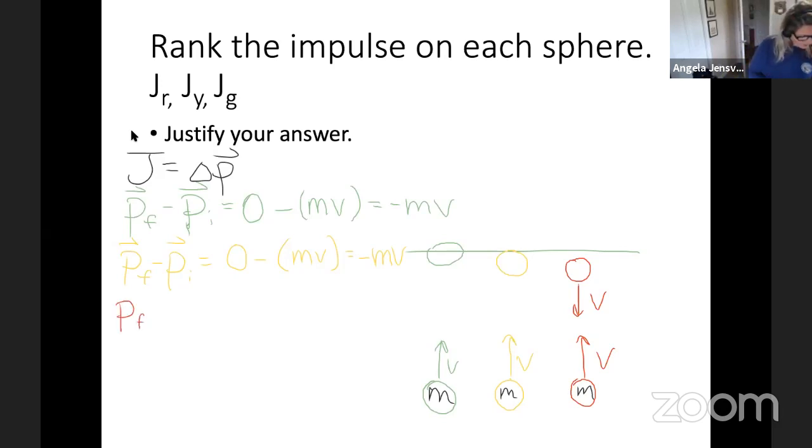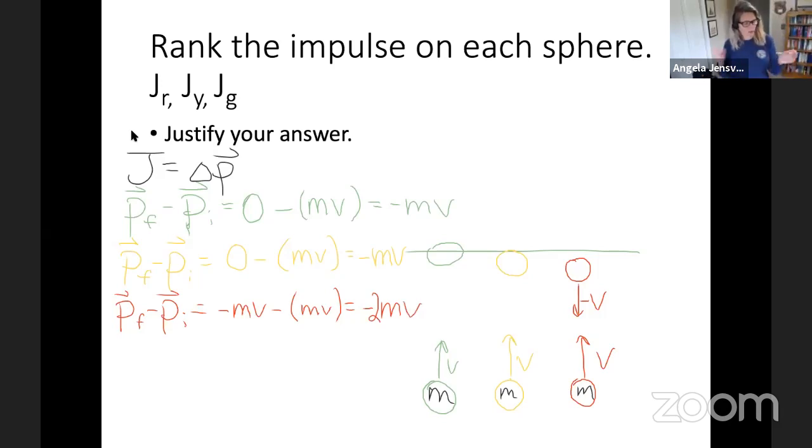Okay, and then for the red one, you would do P final minus P initial. What is the final momentum of that red ball? Well, it's going down at a speed v, but the velocity is negative v. So it'd be negative mv minus the initial momentum of that red ball going up. So it'd be positive mv. So, oops, forgot my 2. So the total change in momentum is minus 2mv. So, I mean, we're just going to compare the magnitudes. So if we were to rank the magnitudes of the impulse, it would be the magnitude of the red impulse is bigger than the impulse on the green one, and that's equal to the impulse on the yellow one.